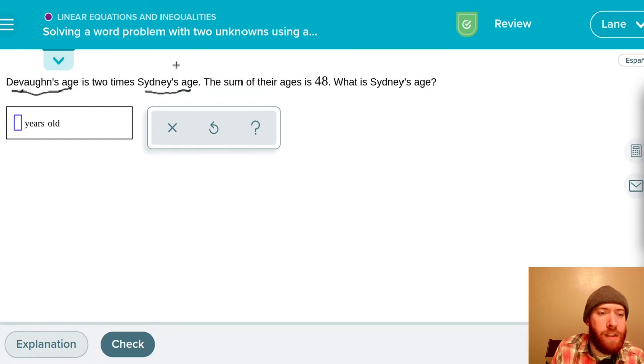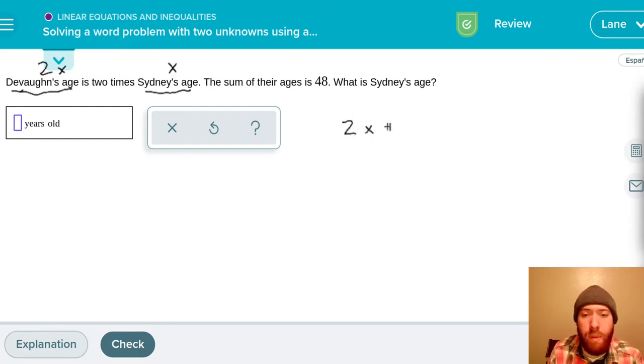Because if we say that Sydney's age is x, and if we know that Devon's age is 2 times Sydney's age, then we can say that Devon's age is 2x. Since the sum of their ages is 48, if we add those two ages, it's going to be equal to 48. So 2x plus x is equal to 48. Now we have an equation with a single unknown variable, and we can solve it.